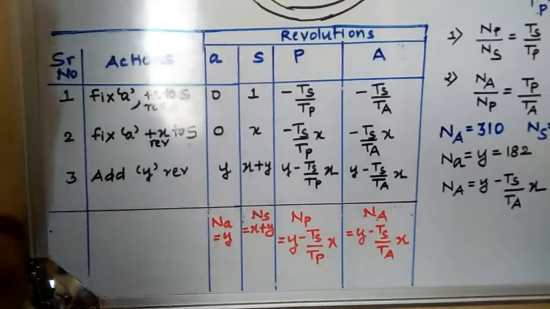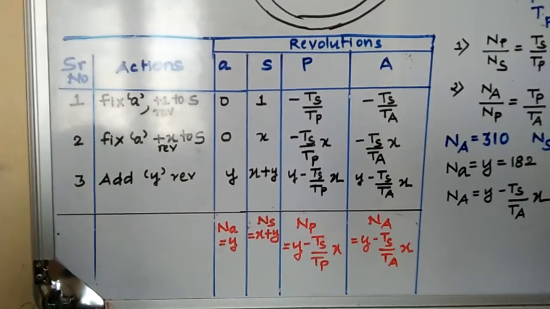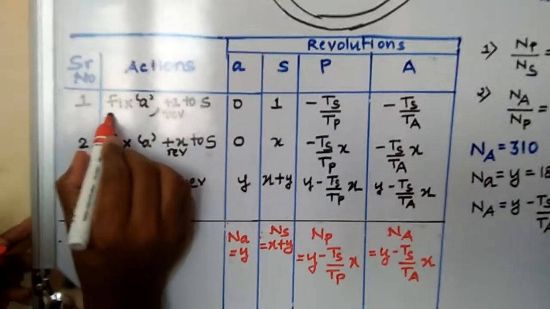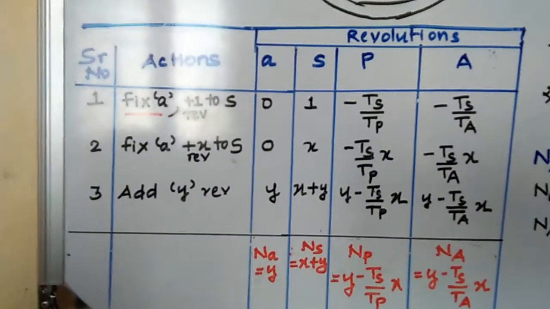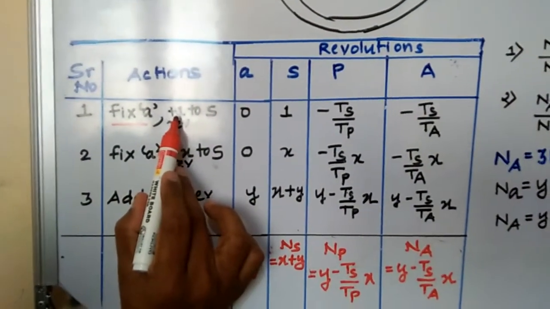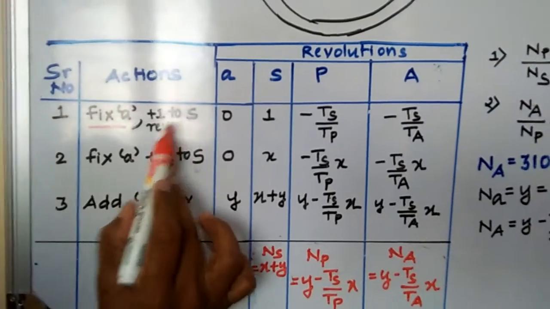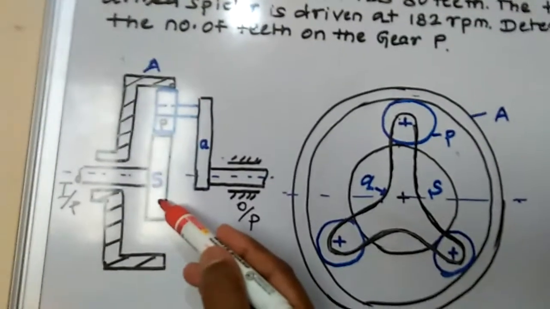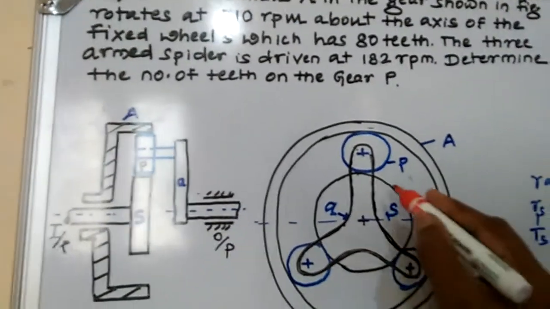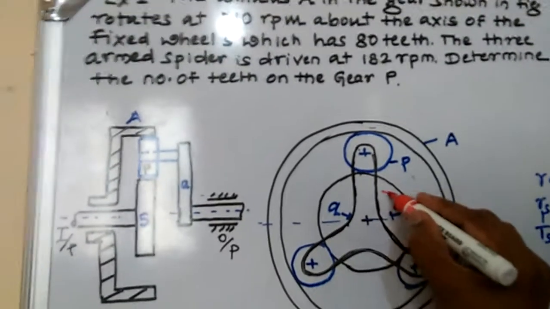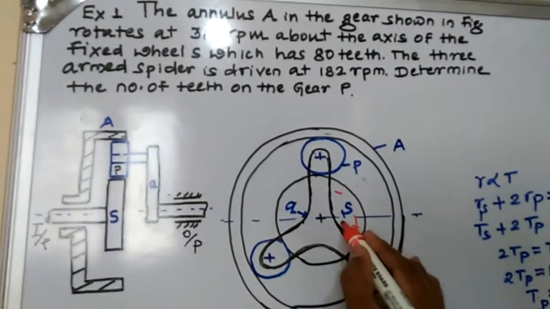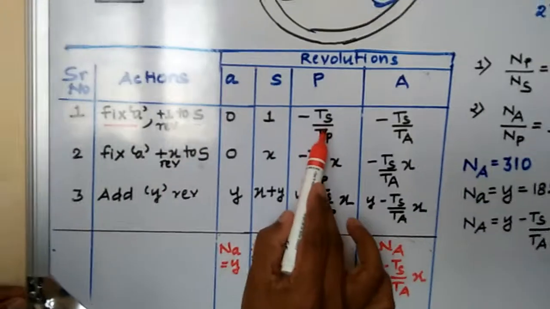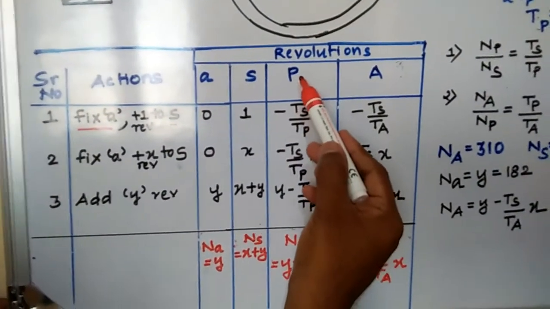Whatever theory I have explained, you have to fix the arm A, then give one revolution, with the clockwise direction as a plus sign, to the sun gear, that is the S gear. I have taken it as the input. You give one revolution to the sun gear in the clockwise direction, and you take it as positive. Then you have to find the revolutions made by the planet gear.